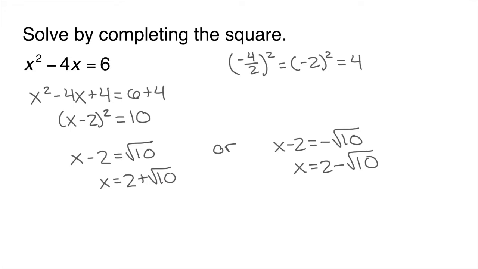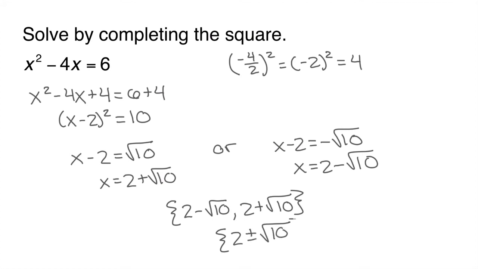And so our solution set is the set containing 2 minus the square root of 10 and 2 plus the square root of 10. Note that we could also write this as the set containing 2 plus or minus the square root of 10.